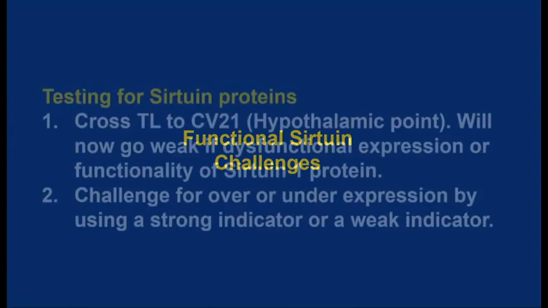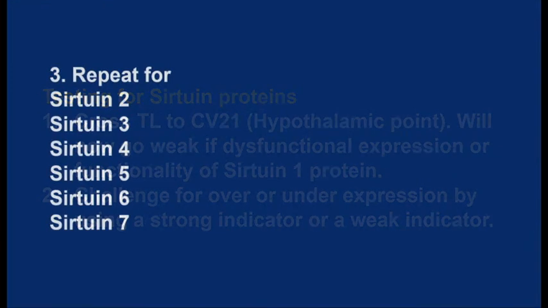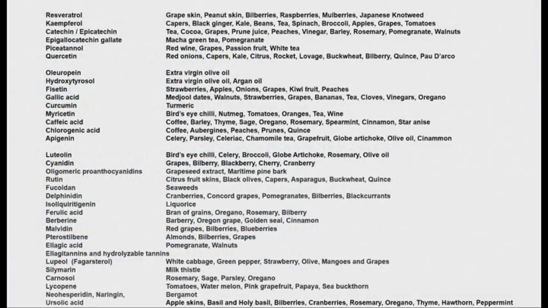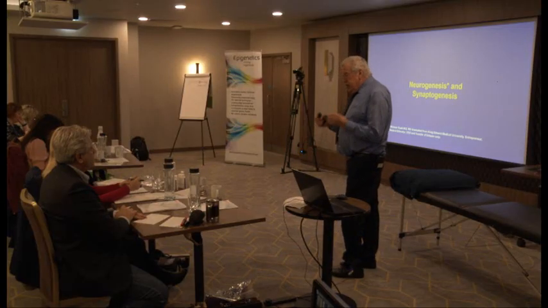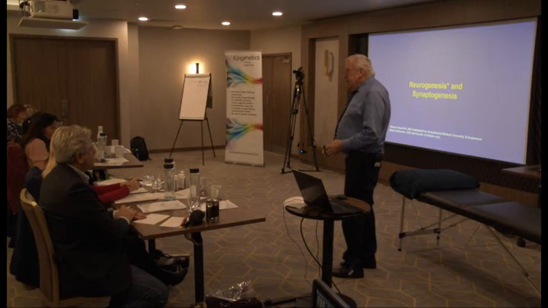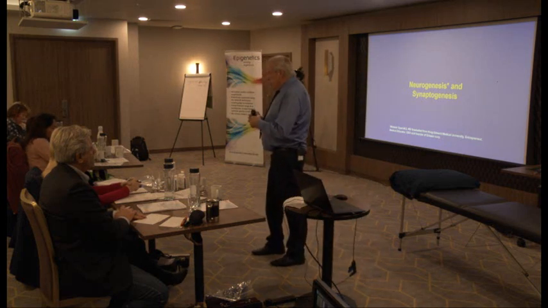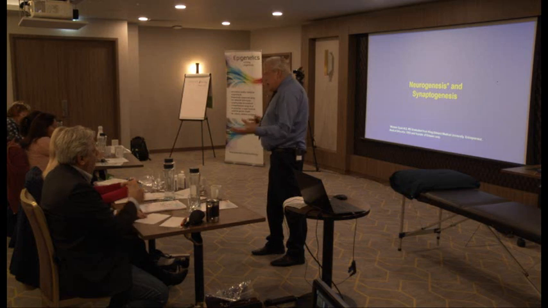Okay, so functional circuitry challenges. I demonstrated earlier therapy localizing CV21, a hypothalamus point, and then test each one individually, and then challenge them against the nutrients, and then find the polyphenol. And really it's as easy as that. The thing you've got to find is the cofactor to activate the chromosomal meridian. That's your first thing. You must find that chromosomal meridian. Once you've found that, you've found the answer to the person's problems.